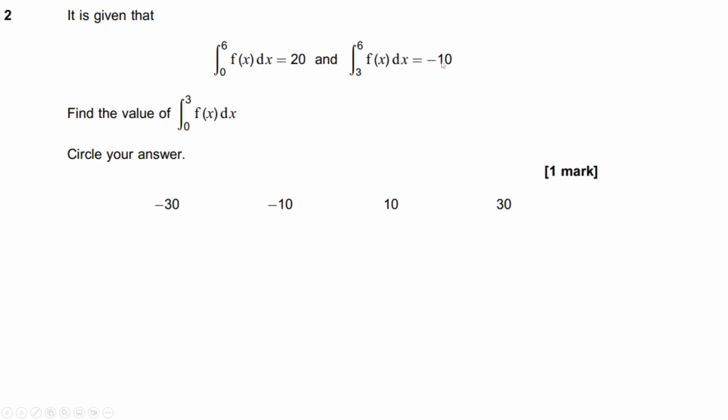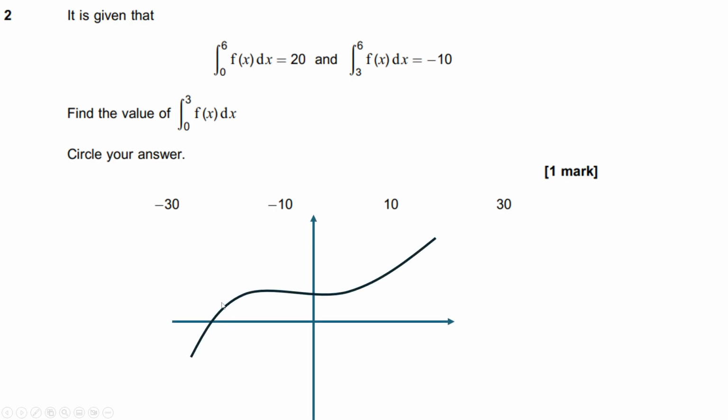It's given that this and this equal that. Find the value of this. So if we just draw the function f of x, say it looks something like this. It won't actually look something like this because between 3 and 6, it should be below the x-axis because it needs to be negative, but it's fine, it's just a sketch.